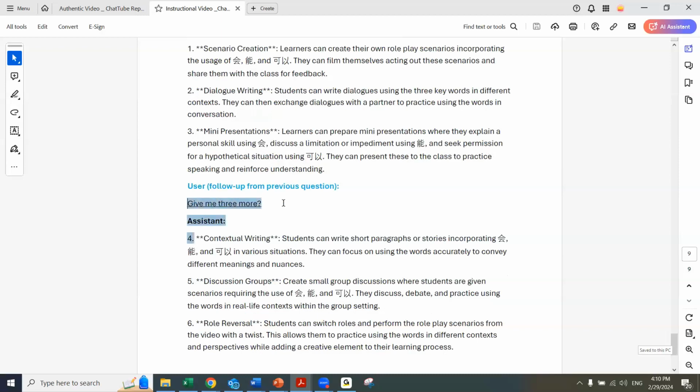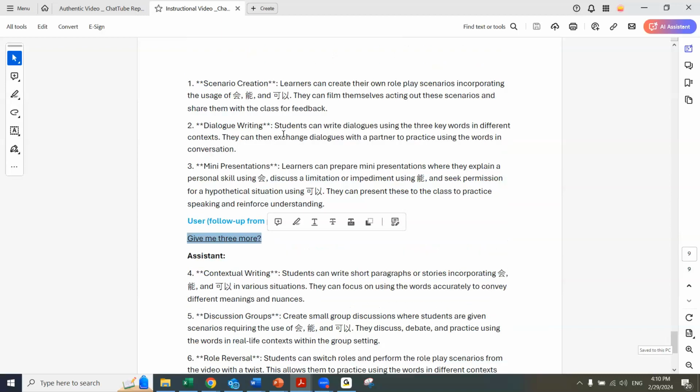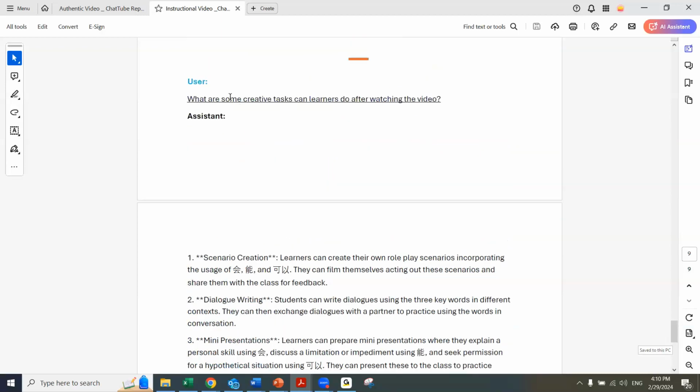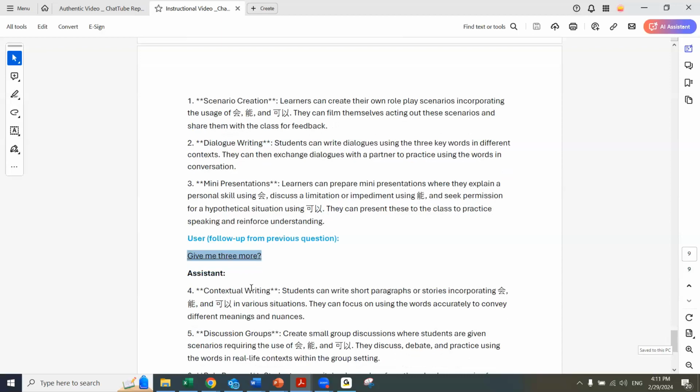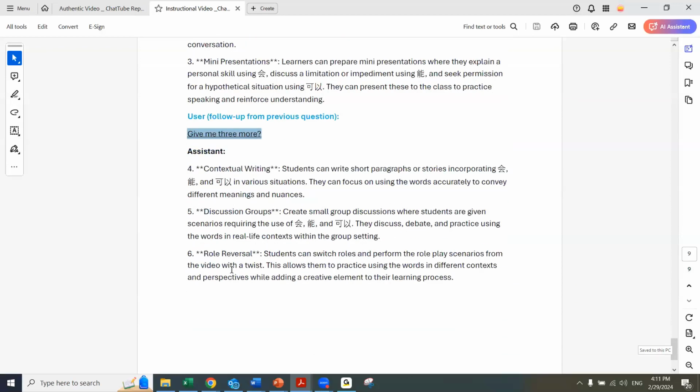And then I wanted to see how's the continuation of the conversation when you're talking to the AI. It's actually pretty good because after I asked this question, what are some creative tasks learners can do, it gave me 3. I just said, give me 3 more. It will just continue. It's just like a real person understanding what you're asking. You don't have to repeat your question all the time. You can just have a conversation with it.